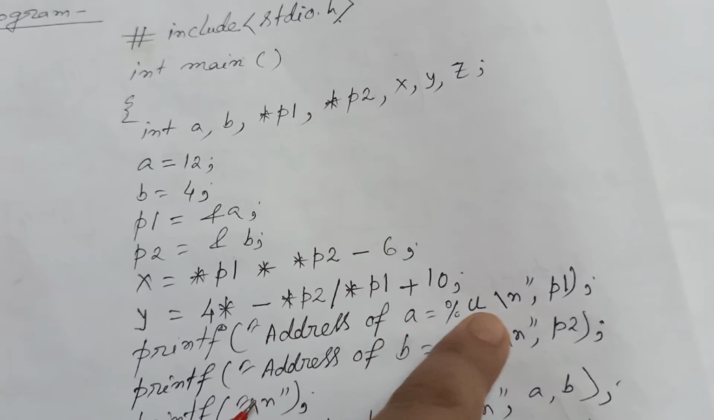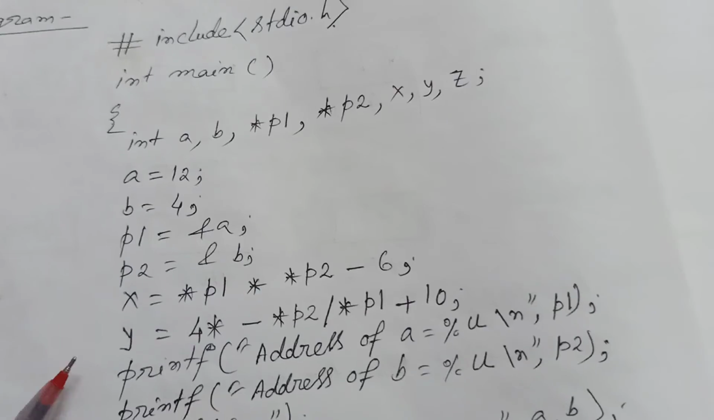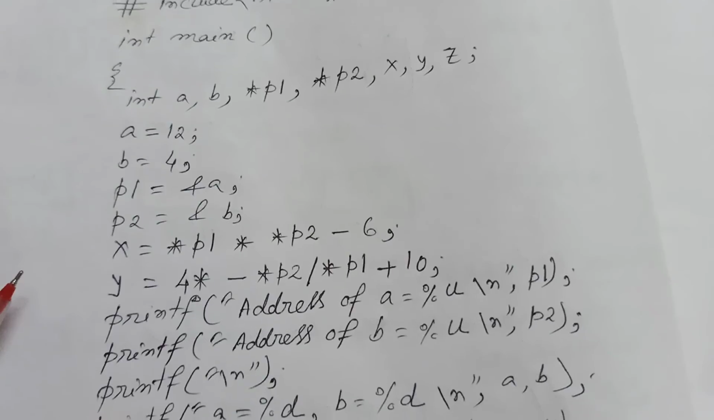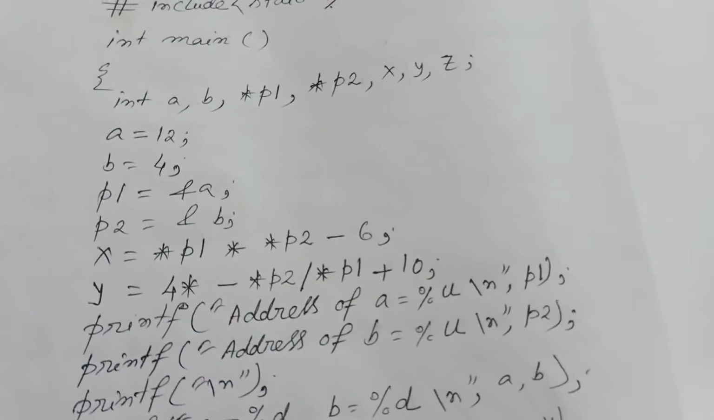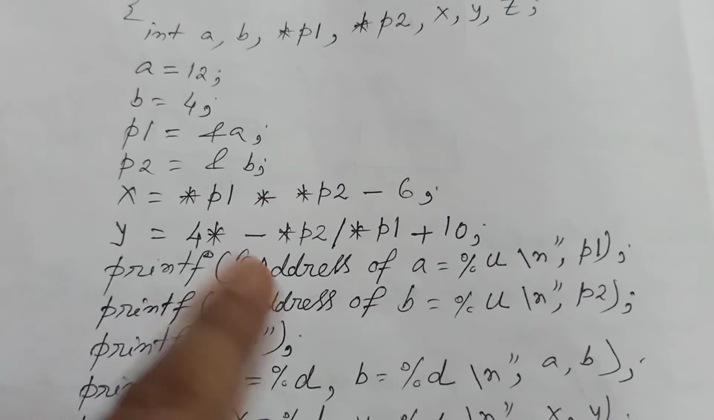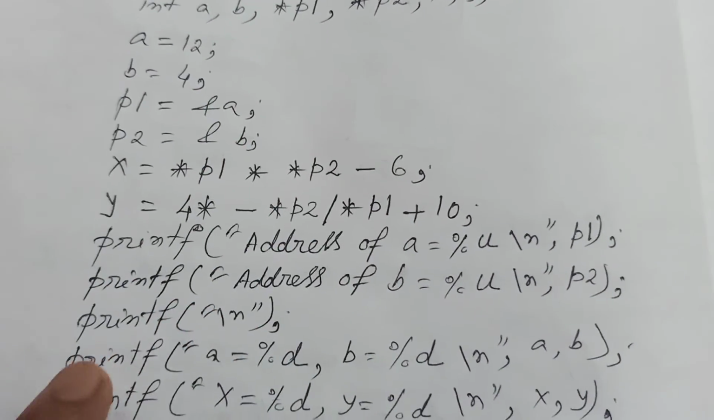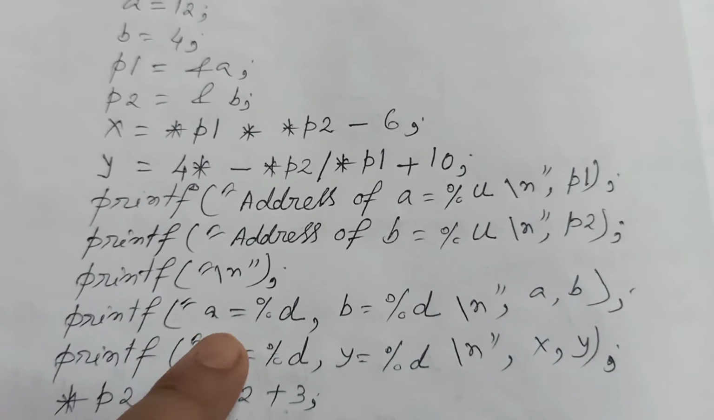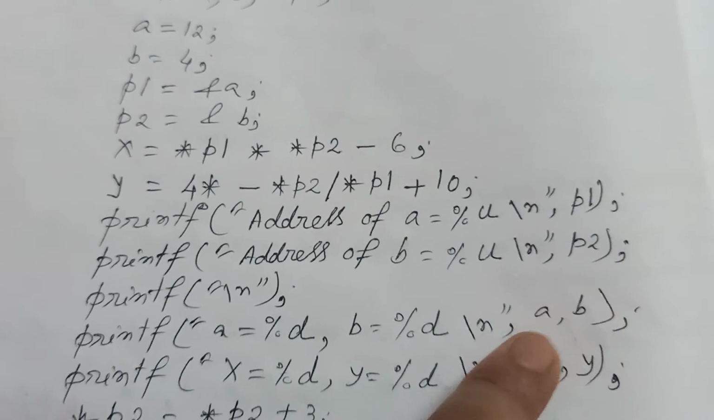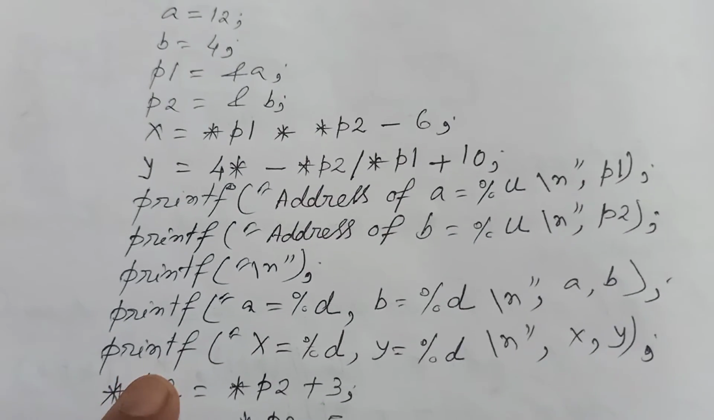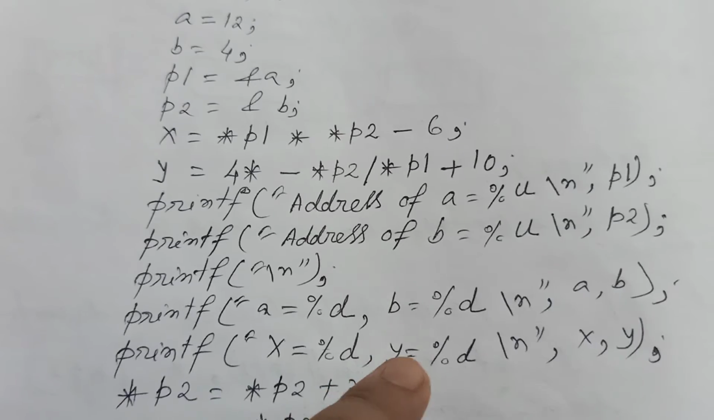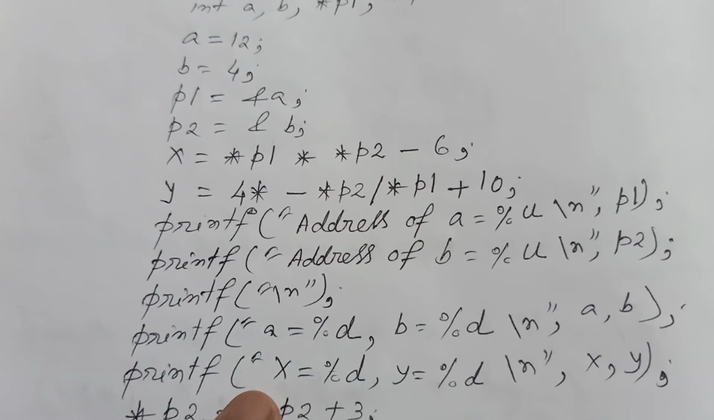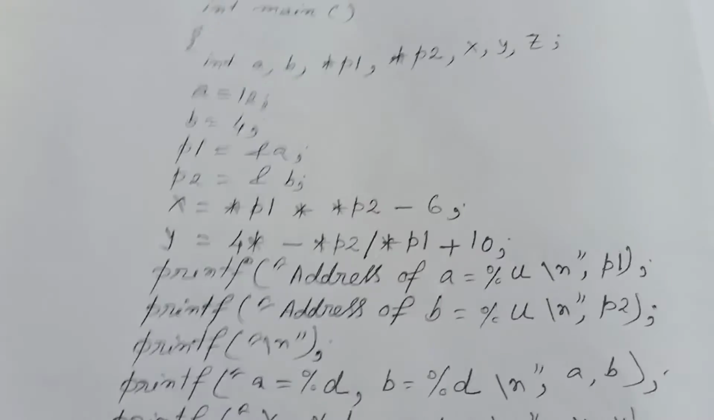So printf will show address of a, p1. Printf will show address of b equal to p2. Printf is used to take the control to the next line, we are showing a backslash n. Printf a equal to %d, b equal to %d, and a, b shows the value of a and b. Now printf x equal to %d, y equal to %d, and x comma y. So it's showing the value of x and y.